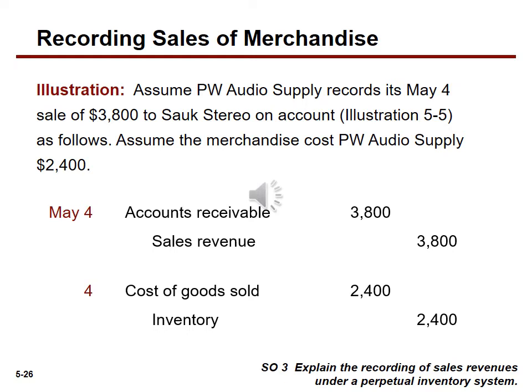We also need to record the other transaction we just looked at, which is the cost of goods sold. But for this transaction, if you notice, we're only using the cost amount. So how much did this product that we just sold cost us to acquire in the first place? So we're going to debit cost of goods sold and credit inventory, but this time we're going to use the 2,400, which is the cost of our merchandise.